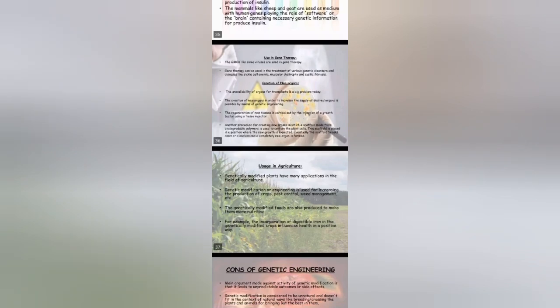Another procedure for creating new organs is one in which a scaffold made from biodegradable polymers is used to contain the cells. This scaffold is placed in a position where the new growth is expected. Eventually, the scaffold breaks down or dissolves, and a completely new organ is formed.